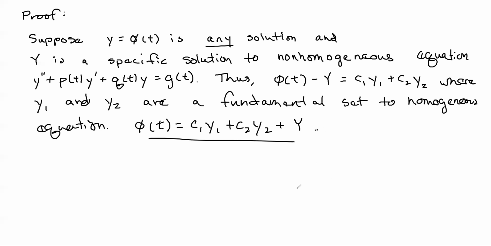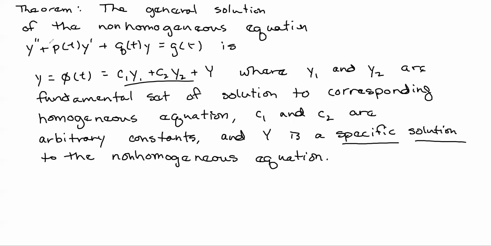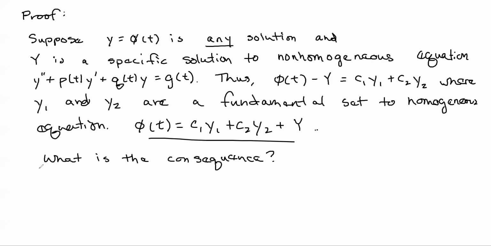All right. So what's the consequence of this theorem? What does it mean? It means if we've got a non-homogeneous differential equation and we want to solve it, then we need two things. We need to have a fundamental set of solutions to the corresponding homogeneous, and we need to have an actual solution, a specific solution, to the non-homogeneous.